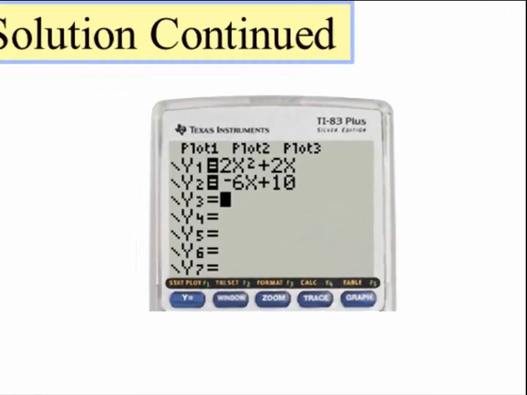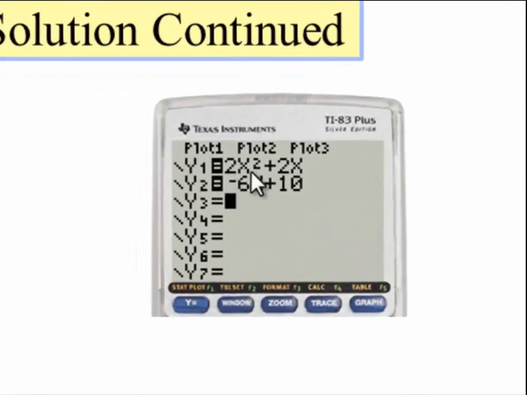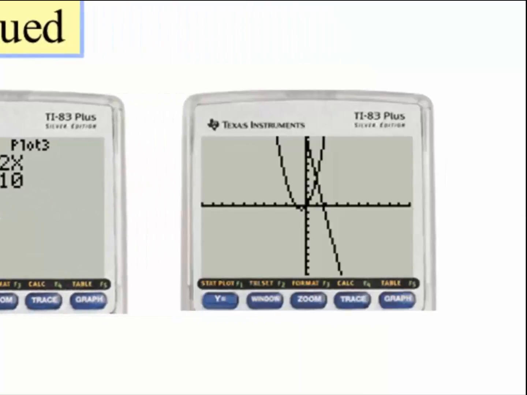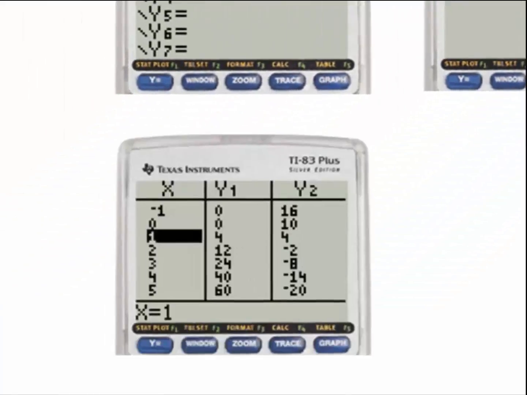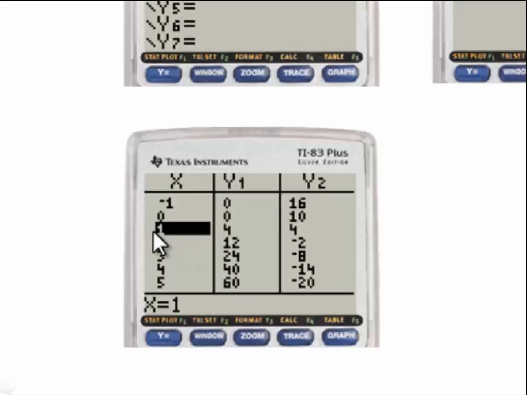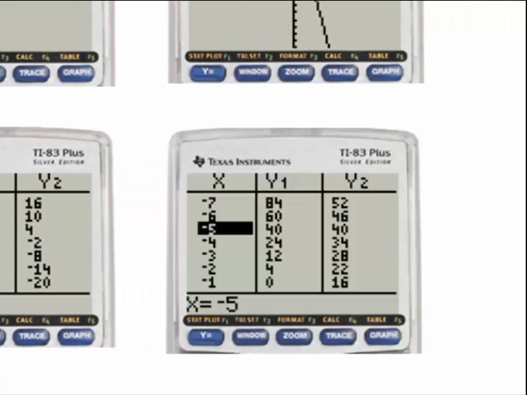To verify this using the graphing calculator, in y1 we put the left-hand side of the equal sign, in y2 we put in the other. So y1 will be a quadratic, a parabola. y2 is linear, it'll be a straight line. Here's the graph. We see one point of intersection, but it's hard to see. If we use the table feature, we'll see when x is 1, y1 and y2 are the same value. And when x is negative 5, y1 and y2 are the same value.